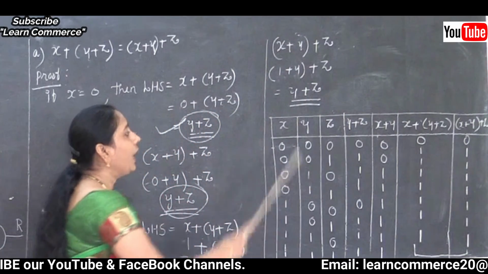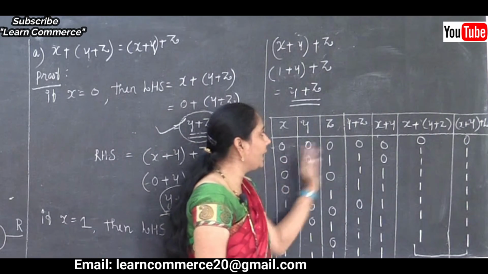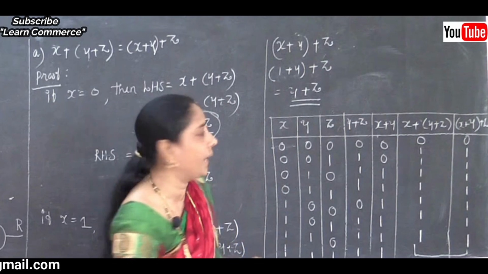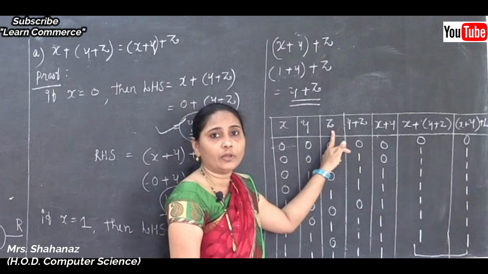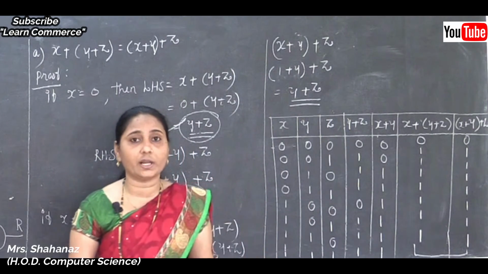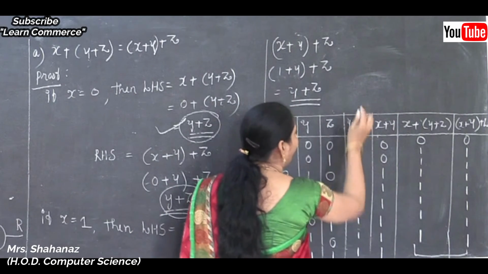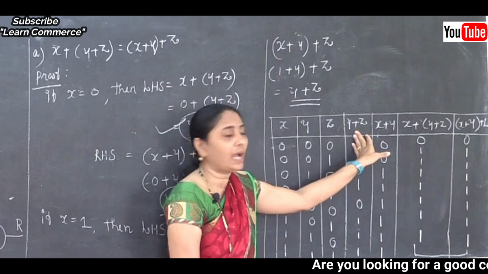Clear this point here? Now we know the values of x, y, z. Just the value of y plus z we need to add. That means the second column and third column values we need to add. Clear this point here? The second and the third column values we are going to add, so we'll get the answer for y plus z, and we know how to add.